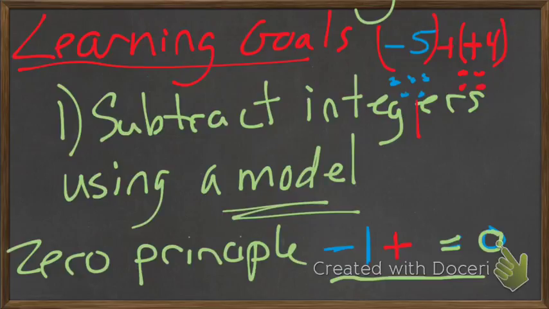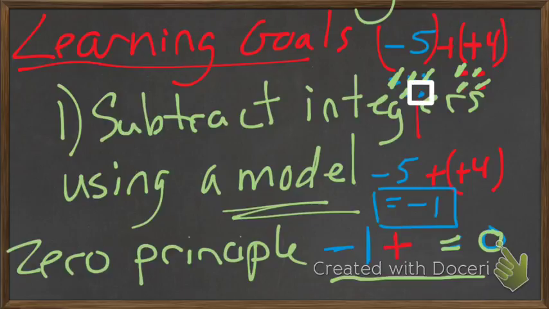Now, I can cancel some of these out, right? If I take 1 blue away, I can take 1 red away. I can do that again, and again, and again. And I'm left with 1 lone blue dot, right there. So, -5 plus +4 leaves us with -1. And that is using the zero principle, and it's being modeled with counters. You can also do this with a number line, right? If you feel comfortable using a number line, go right ahead.